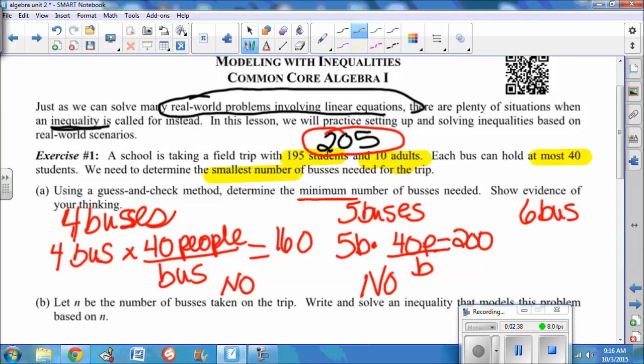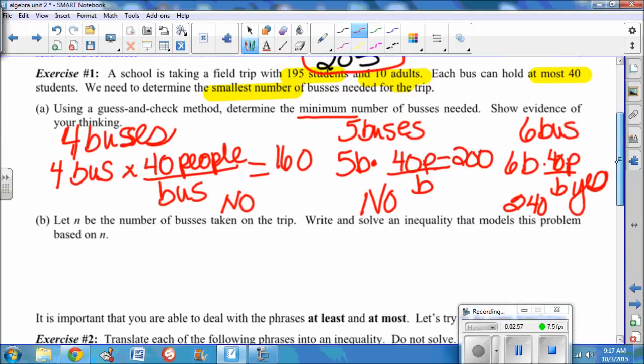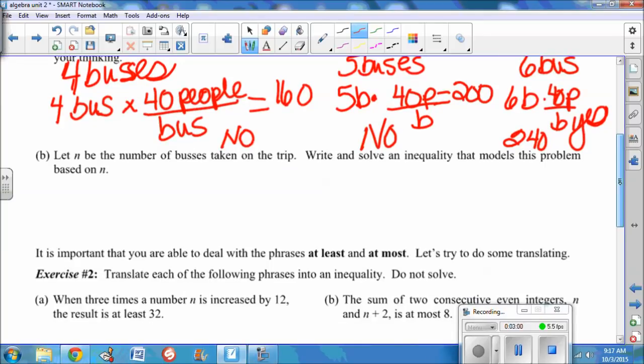All right, but then to show that, we do 6 buses times 40 people per bus, and that gets us 240. Yes, that's over the 205 people that we have. So we're definitely going to need 6 buses. So that's showing our work, just doing some number crunching. It says, let n be the number of buses taken on the trip. Write and solve an inequality that models this problem based on n.